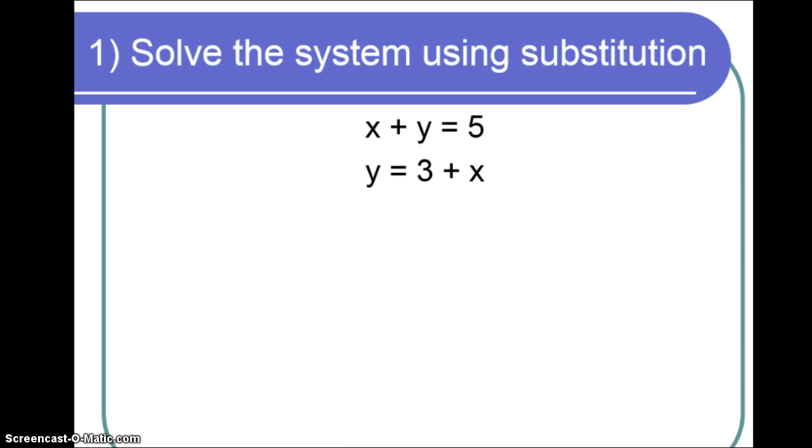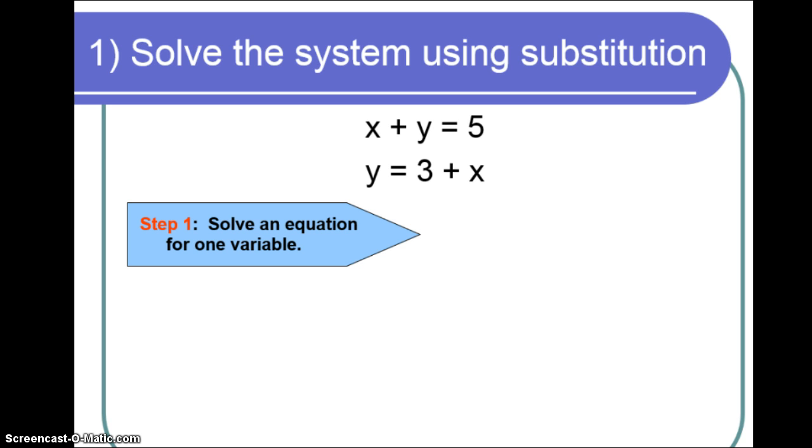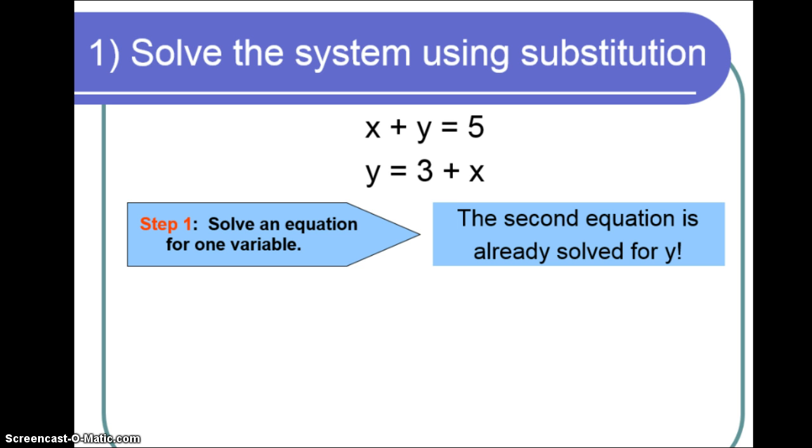Here is our first example. We have x plus y equals 5 and y equals 3x plus 5. Sorry guys. When we're looking at this, considering our first step, we want to solve an equation for one variable. Luckily for us, the second equation is already solved for y. So we're just going to continue through the step process by looking at step 2.